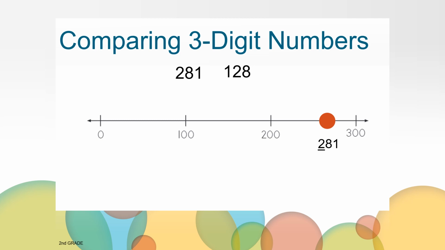Now let's look at the number 128. How do we know where to put 128 on the number line? If we look at the hundreds place, we see the digit 1, which means there is 100 in 128. That means this number will be between 100 and 200 on the number line. Next, we can look at the tens place. The digit 2 tells us there are 2 tens with the 100. So we need to place 128 on the number line closer to the 100 than it is to the 200. Which number is the greatest, and how do you know?